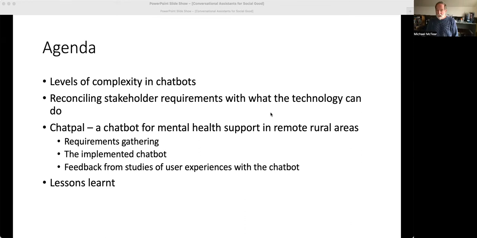We'll look at ChatPal, which is a chatbot that we developed for mental health support in remote rural areas, looking in particular at how we gathered requirements, how we implemented the chatbot, and then the feedback that we obtained from studies of user experiences with ChatPal. And then I'll finish off by outlining some lessons that we learned from our experiences in the project.